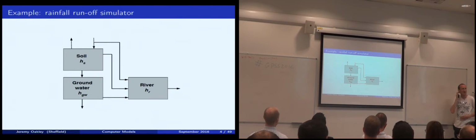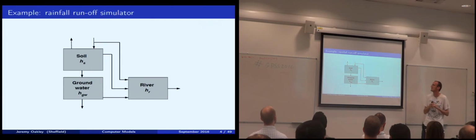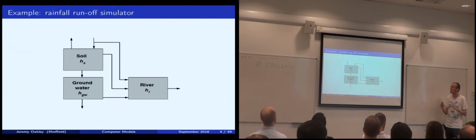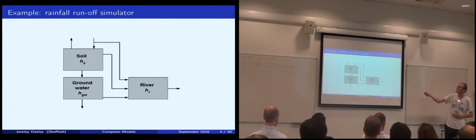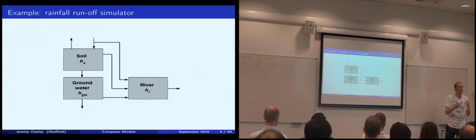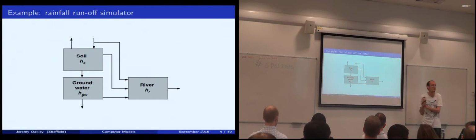So just a few examples of the sorts of simulators that we might be talking about. This is a simple simulator for rainfall runoff. We're looking at the flow of water from rain to soil to river to groundwater, etc. We have different compartments and different rates of transfer between the compartments. So the underlying model might be represented by a system of differential equations that describe transfer of water from one compartment to another.